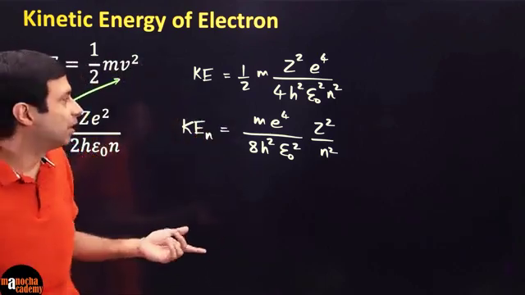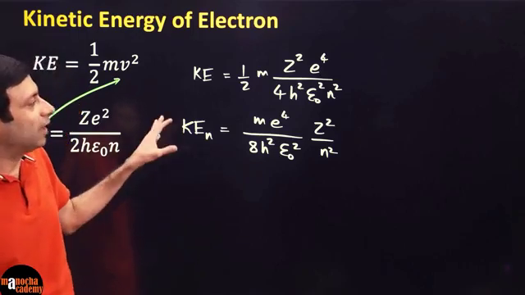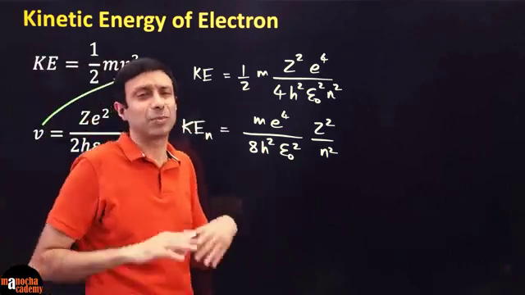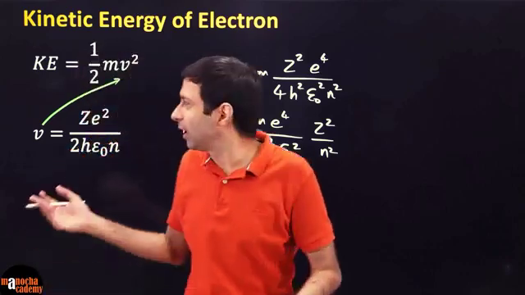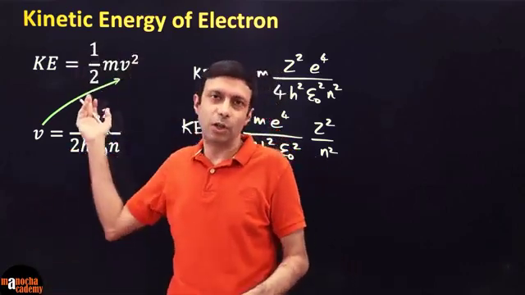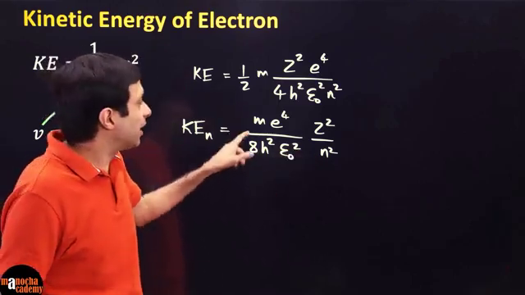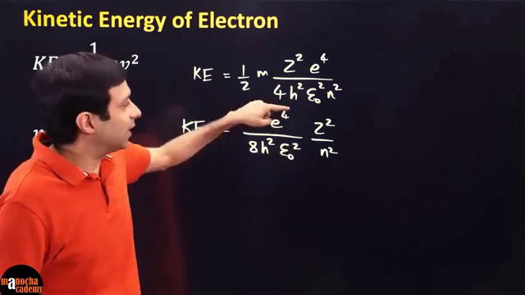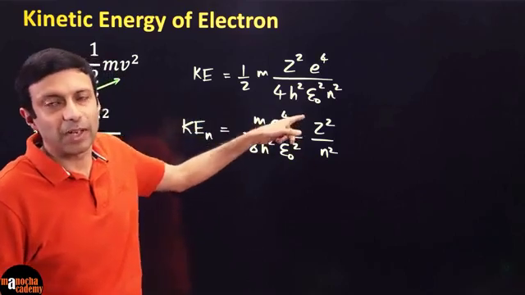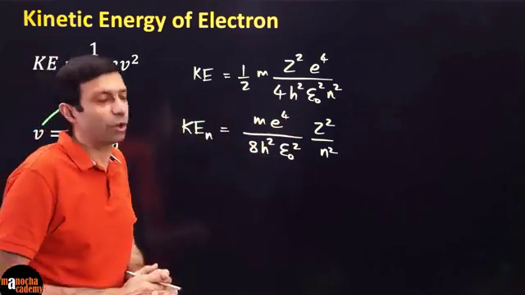Remember, n is the shell number. So kinetic energy of the electron in the nth shell is given by this complicated expression. Again, don't get scared, because you saw the derivation was very easy. If you knew the velocity formula, you just substitute it here, you will get this expression. And again, see, these are all the constant terms. And this depends on your atom. Z is the atomic number, n is the shell number that you're talking about.